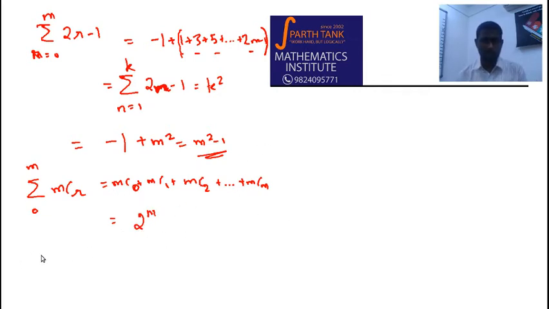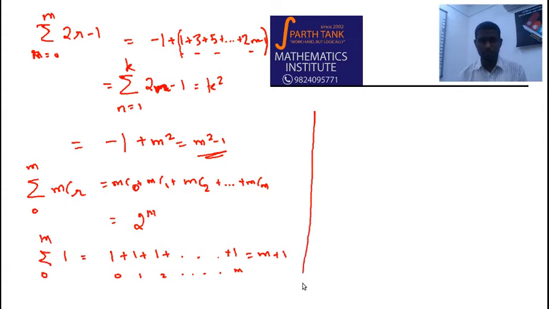And the third is summation of 1 from 0 to m. That is, it is just 1 plus 1 plus 1, from 0, 1, 2, 3 up to m. So totally we have m plus 1 times 1. So there are m plus 1 ones here. Be careful, it is not m but m plus 1. So the first row is now obtained: m squared minus 1, 2 power m and m plus 1.